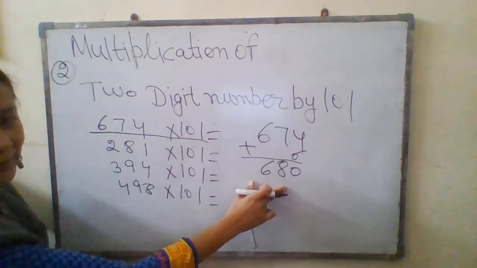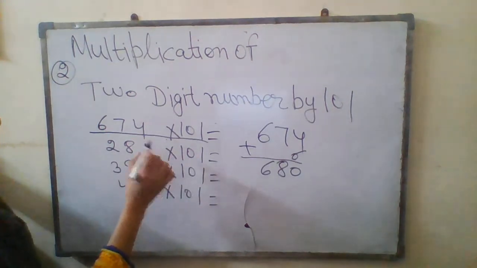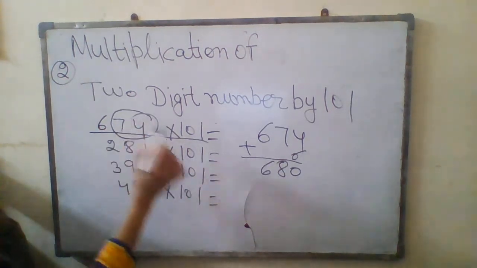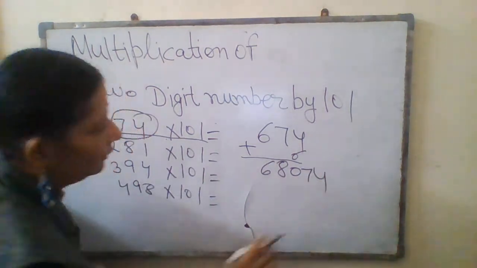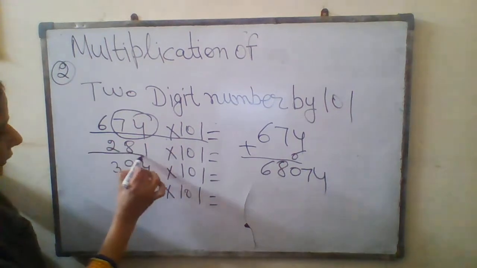Okay, you got this. Now what you have to do here is look at the last two numbers. What are the last two numbers? 7, 4. Okay, so this is your answer. Now you look at the next part.